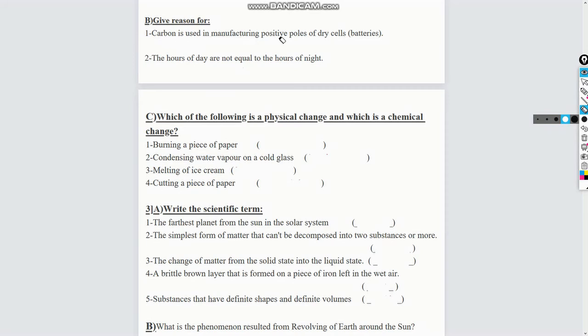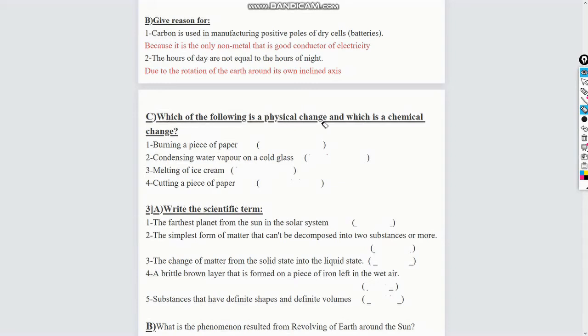Give reason for. Carbon is used in manufacturing positive poles of dry cells. Because it's the only nonmetal that is a good conductor of electricity. You're correct. Number 2, the hours of day are not equal to the hours of night. Due to the rotation of the Earth around its own inclined axis. It's important to mention that the axis is inclined because it is the reason for the difference in the hours.